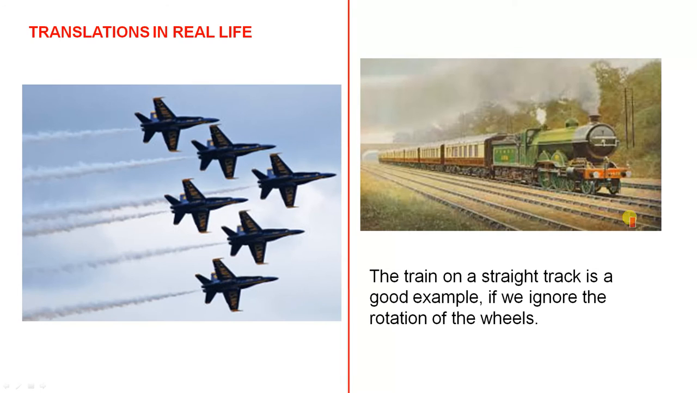The train on a straight track is a good example if we ignore the rotation of the wheels. So if we just take the main carriage, you can see that it is moving along the rail tracks, so it's changing its position.